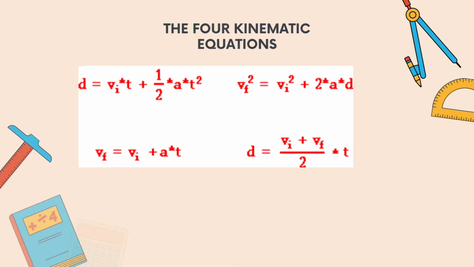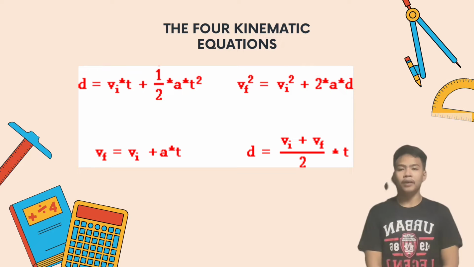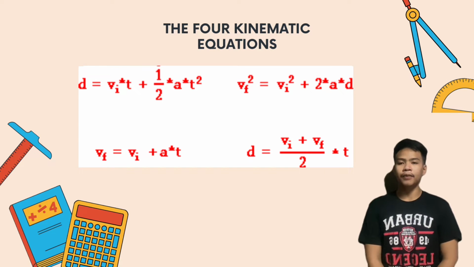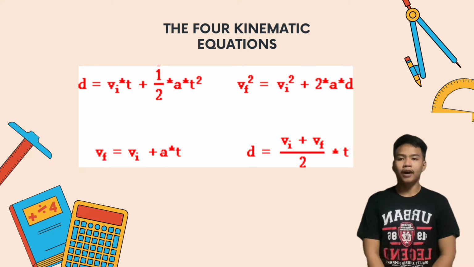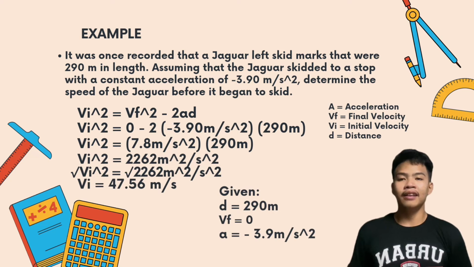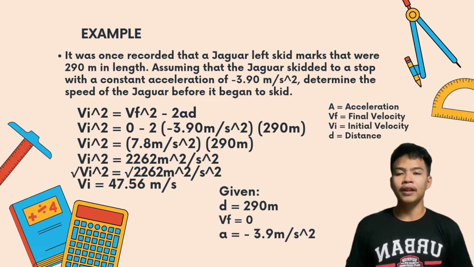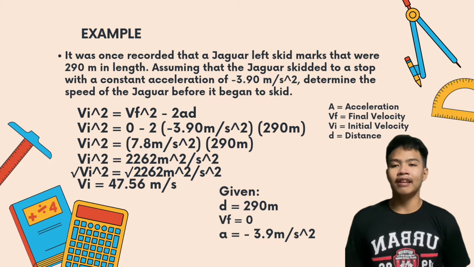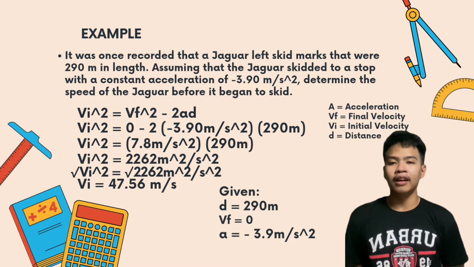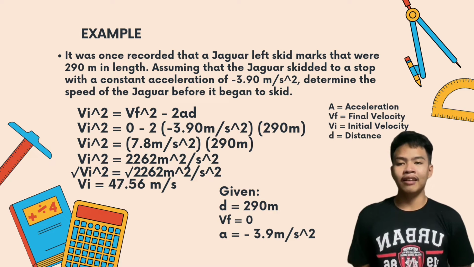The kinematic equations are a set of 4 equations that can be utilized to predict unknown information about any object's motion, if other information is known. For my example, the given are only the final velocity, which is 0, the acceleration, which is negative 3.9 meters per second squared, and the distance, which is 290 meters.